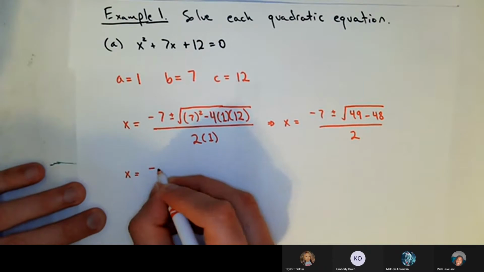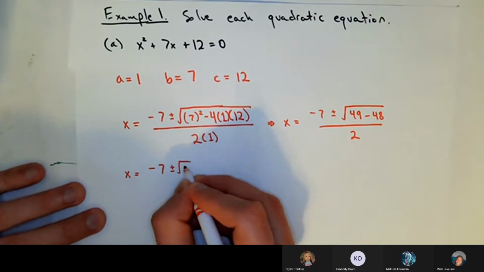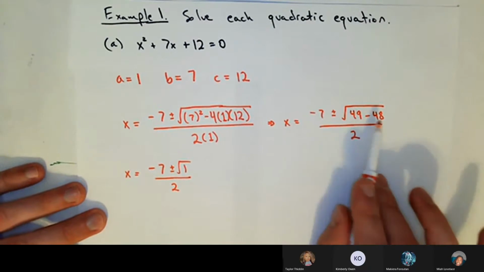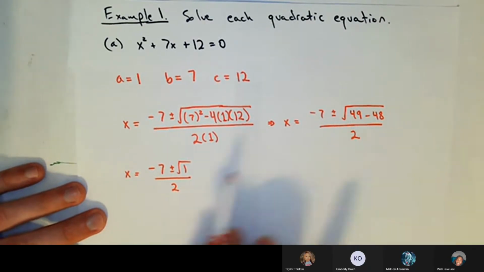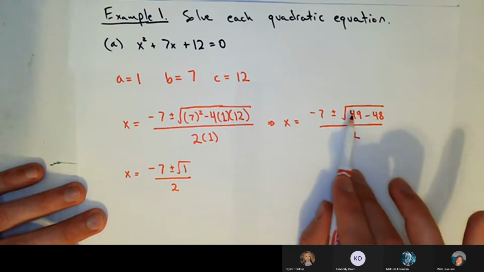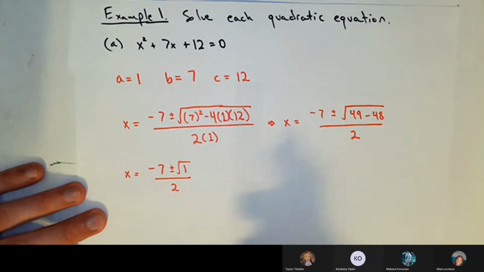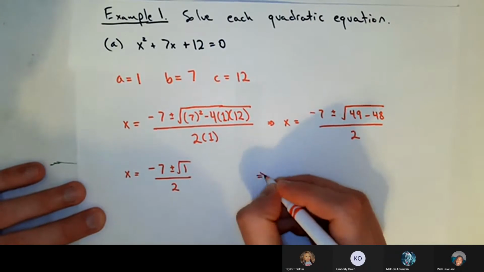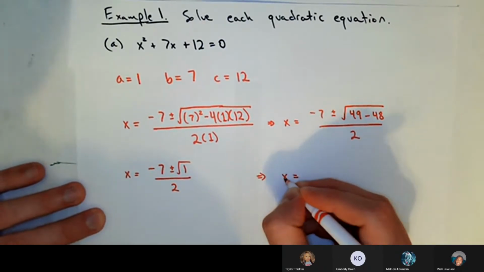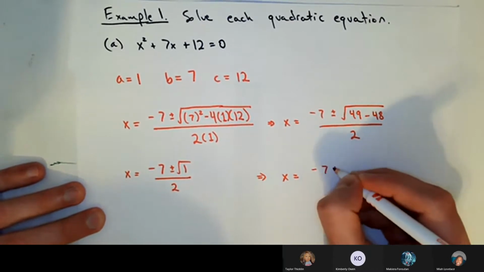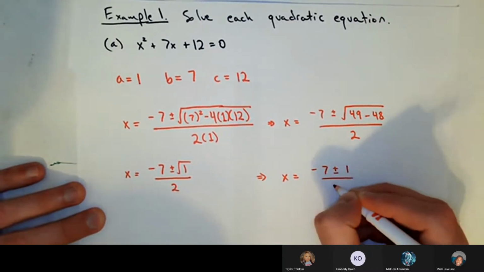X is equal to -7 plus or minus square root of 1 all over 2. Remembering to do the difference first, right? 49 minus 48. You cannot split this radical around that minus sign, so I have to do the difference there, which is just 1, and then try to simplify the radical. It's like the easiest radical to simplify, right? Square root of 1 is just 1. So I'm getting -7 plus or minus 1 over 2.